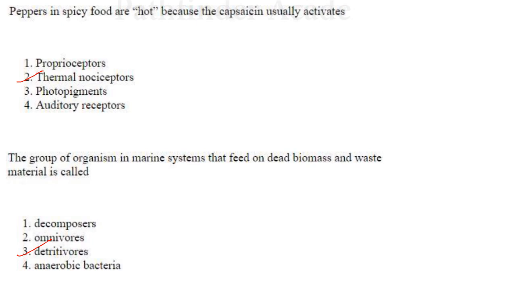Then next one. A group of organisms in the marine system that feed on dead biomass and waste material is called. They are called as detritivores. Answer is option 3.